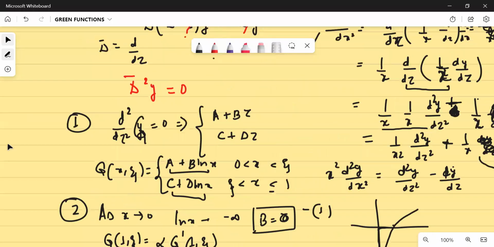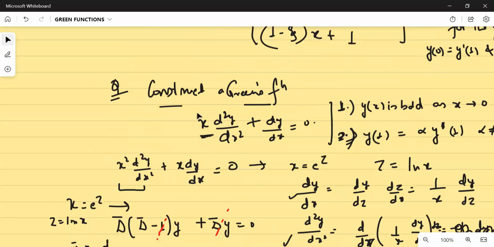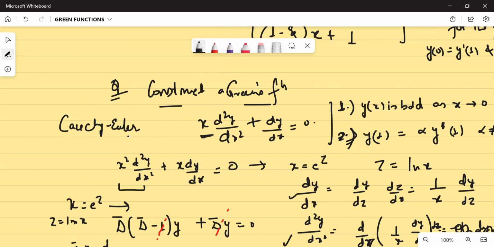Okay, so in the previous lecture, we were doing a problem, and that particular problem consisted of a Cauchy-Euler differential equation. So this is sometimes called a Cauchy-Euler differential equation. And this was a homogeneous Cauchy-Euler differential equation, and we were constructing a Green's function for the same.